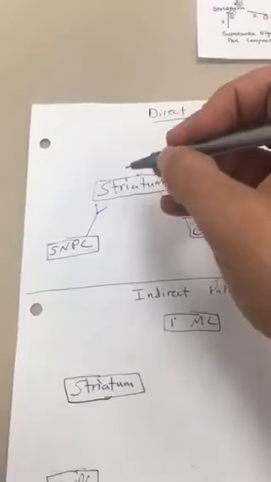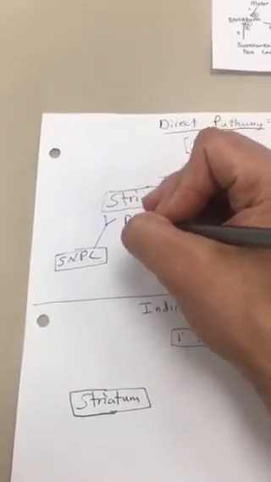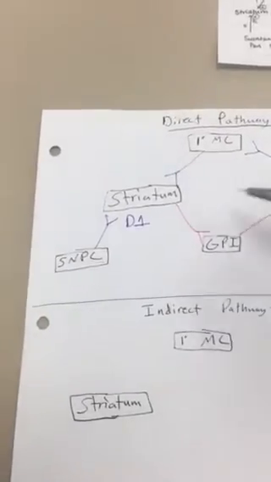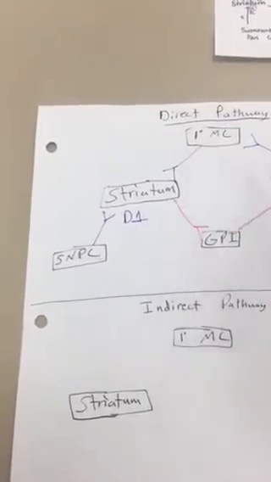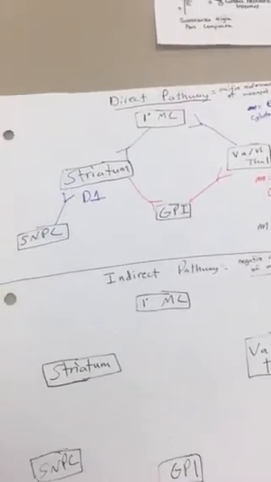The substantia nigra pars compacta always releases dopamine, but here specifically it's going to target D1 receptors, making it positive. So again, all this with two negatives is causing a very positive cycle that just turns over and over. Okay, so that's your direct pathway.